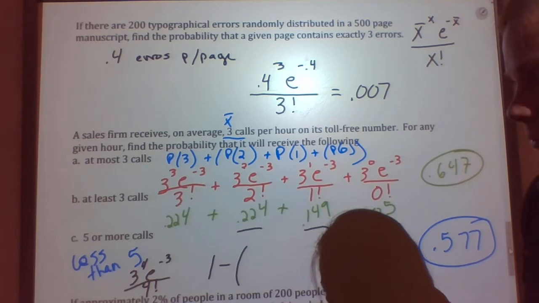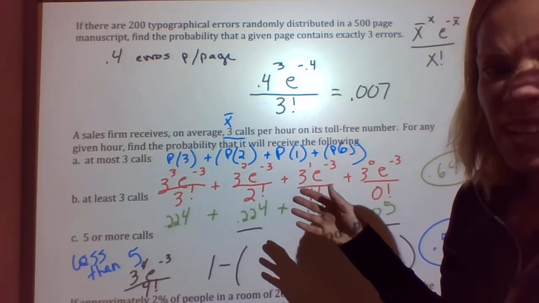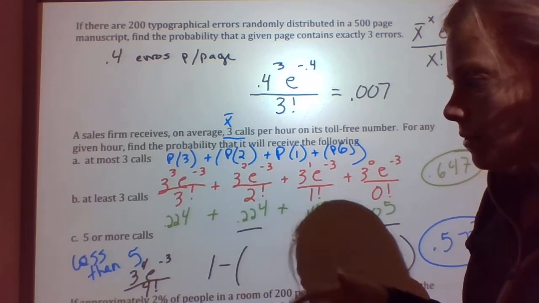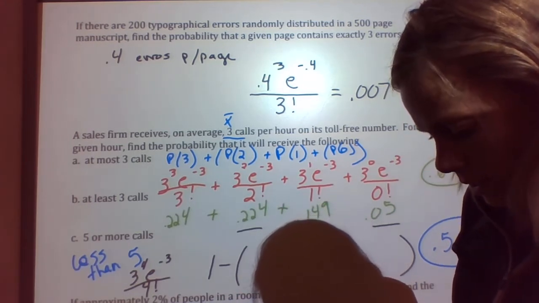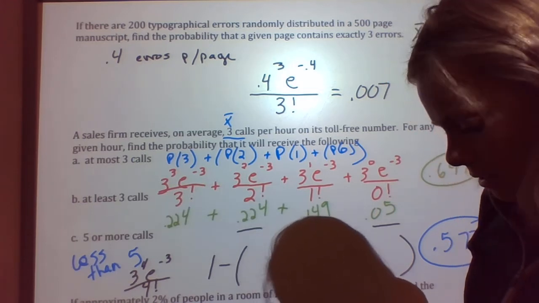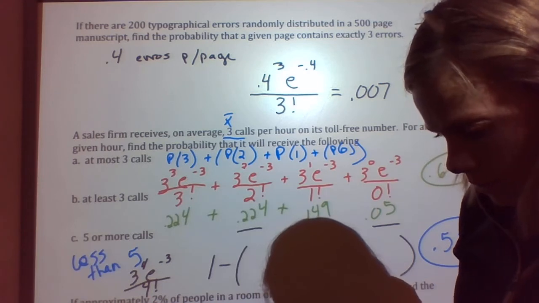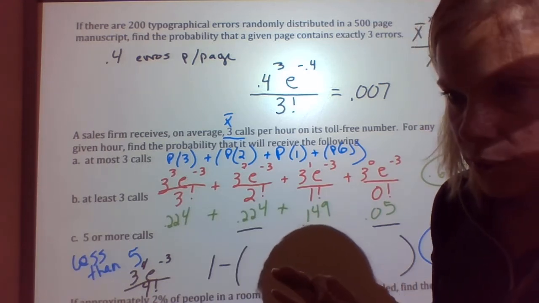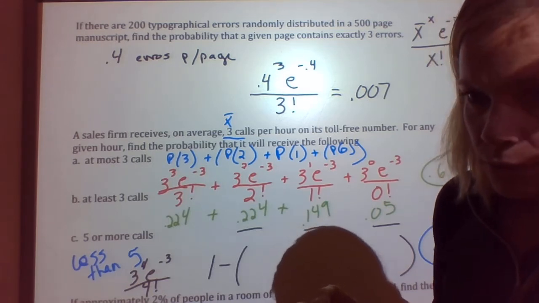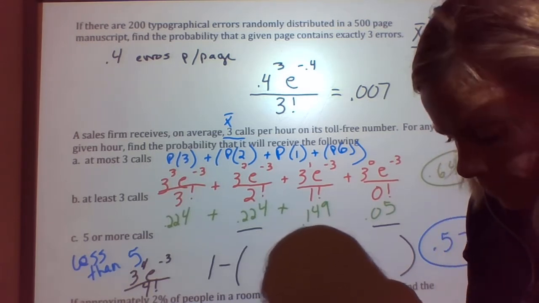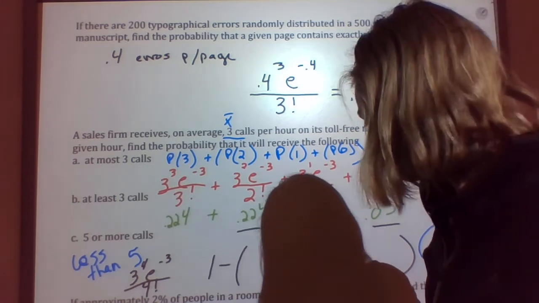Because 5 or more is another example of it being infinite. 5 or more, I could have 100, 1,000. So I have to do it by the complement. So 3 to the 4th times e to the negative 3 divided by 4 factorial, which would be 4 times 3, which is 12, 12 times 2 is 24, 24 times 1 is 24, is 0.168.